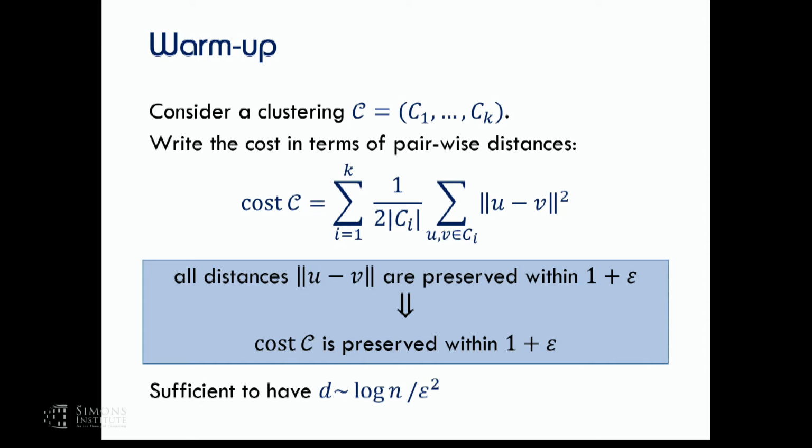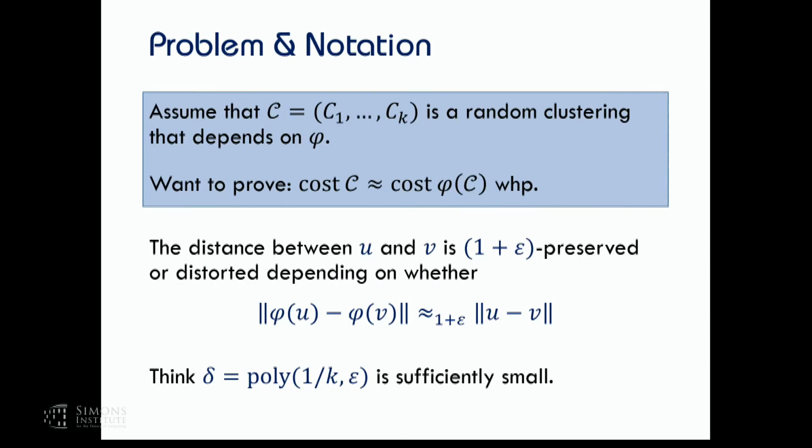Now, this approach does not work when the dimension is logarithmic in k, because each term is significantly distorted with a constant probability, with a small constant probability delta. So we will have many terms that are distorted. And we need somehow to take care of these kind of distorted terms. Now let me introduce some notation.